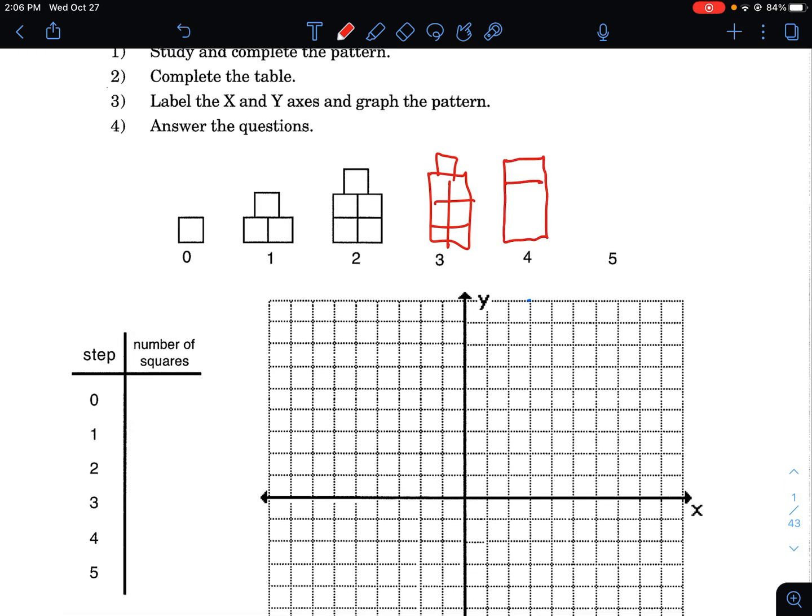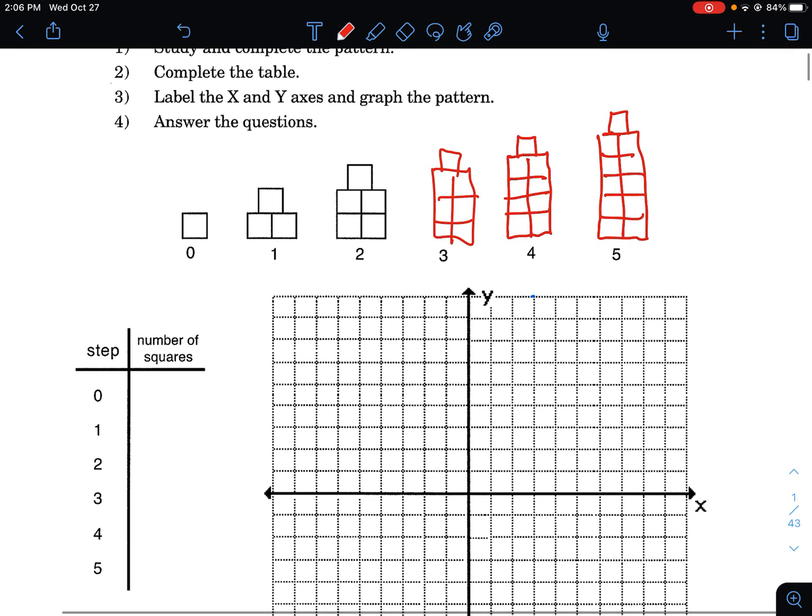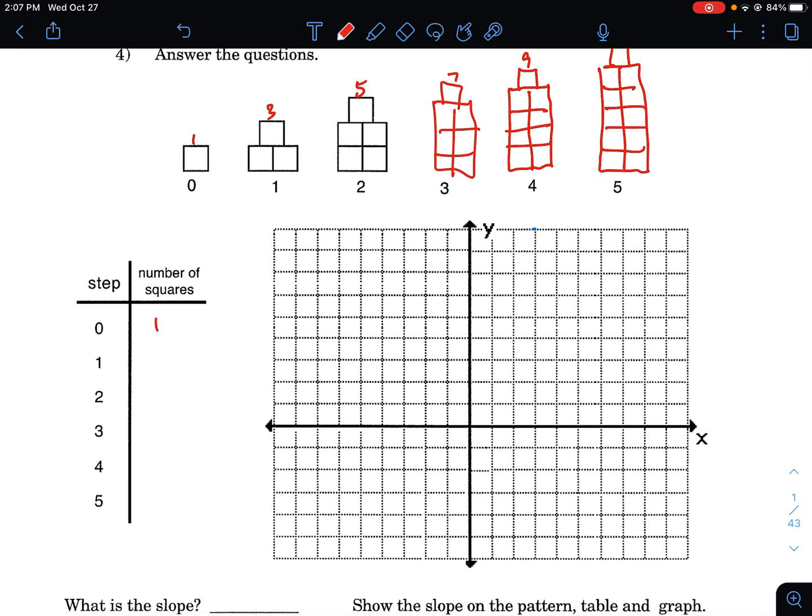Next pattern probably has 4 rows of boxes and 1 on top. And then the next one probably has 5 rows, 5 pairs of boxes and 1 on top. So if I count the number of squares, it's 1, then 3, then 5, then 7, then 9, then 11. So number of squares: step 0, we have 1, then 3, 5, 7, 9, and 11 on step 5.